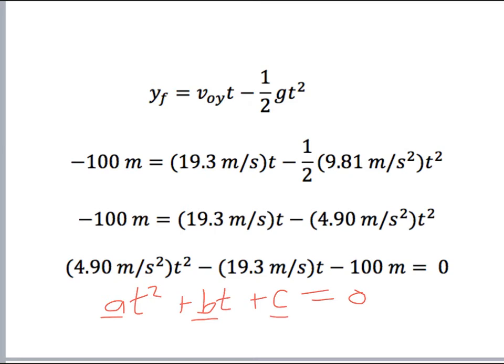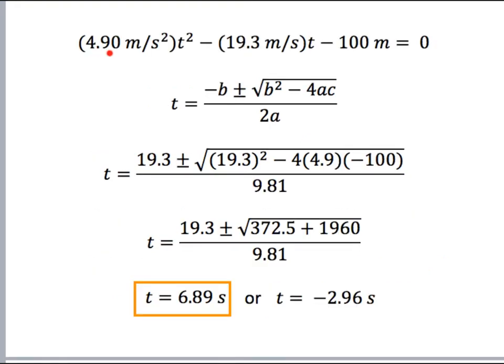Now, one thing to be cautious about, c in this case would be not 100 but minus 100, and b would be minus 19.3, and then a would be positive 4.9. Remember, you always want the a to be positive, so move everything to the side that makes a positive before you apply the quadratic formula. So we have our equation in standard form here, and we just apply the quadratic formula to solve for t.